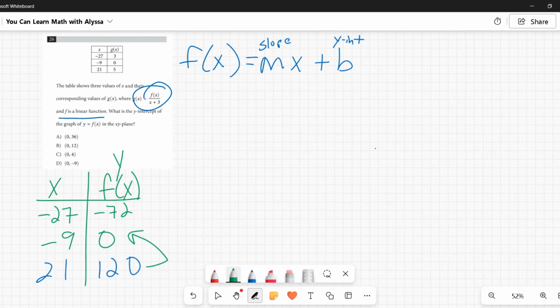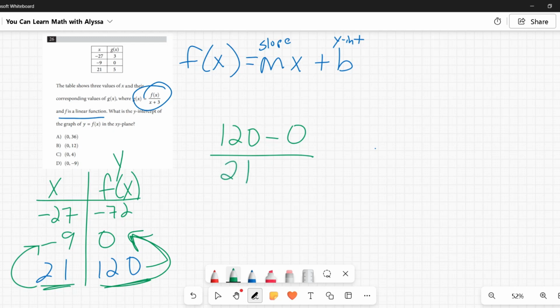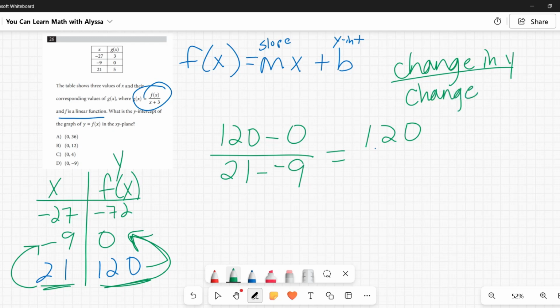So my change in y, I'm going to say 120 minus 0 on top. I started with this pair and I subtracted that pair, so I need to do the same for the x's on the bottom: 21 minus a negative 9. So 120 minus 0 is 120. Again, I didn't write this out, but here it is in written form. Change in y over change in x is the formula. It can also be written as y2 minus y1 over x2 minus x1. It's just saying find an ordered pair and then subtract them.